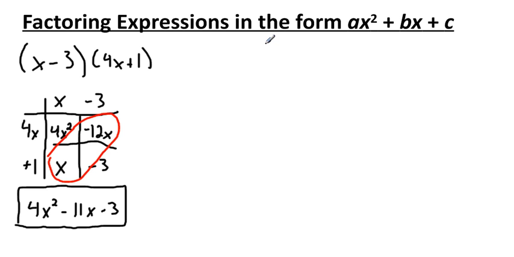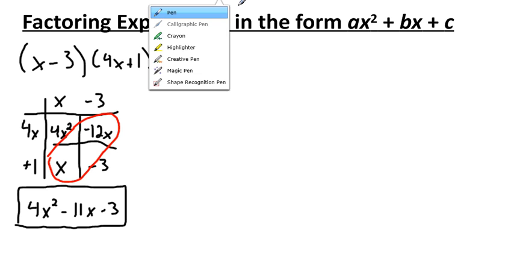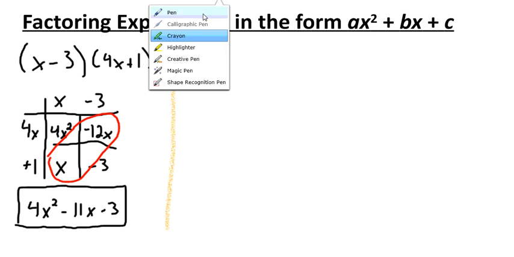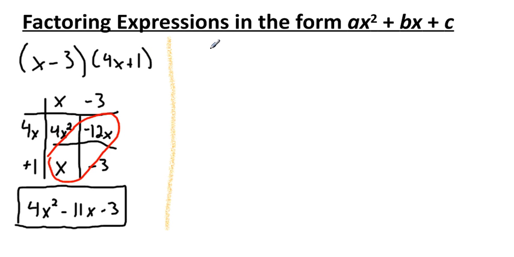Now we're going to look at how you actually reverse that process to factor expressions using the box method. So we'll try to factor 3x squared minus 2x minus 8. Again, we'll start by drawing out our box.